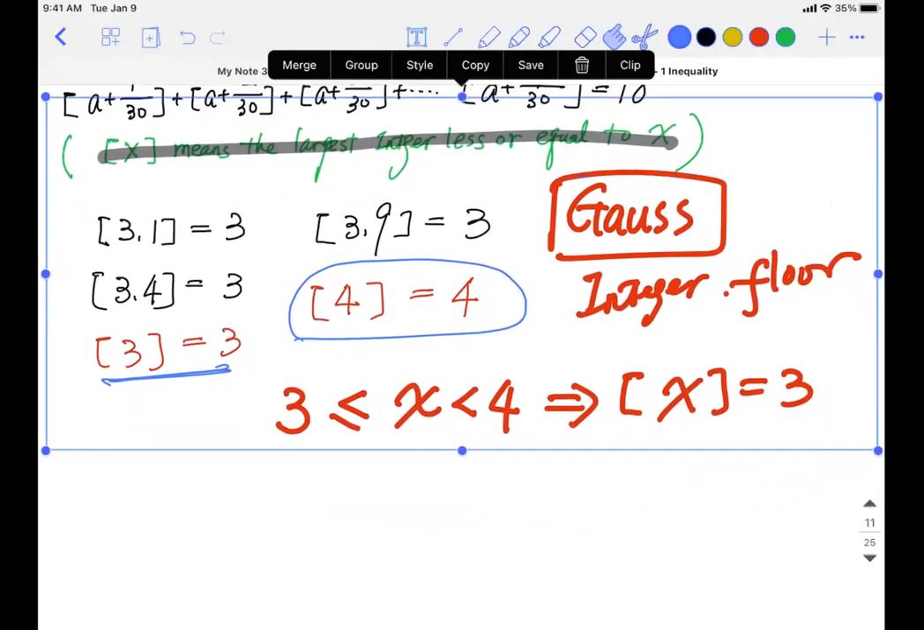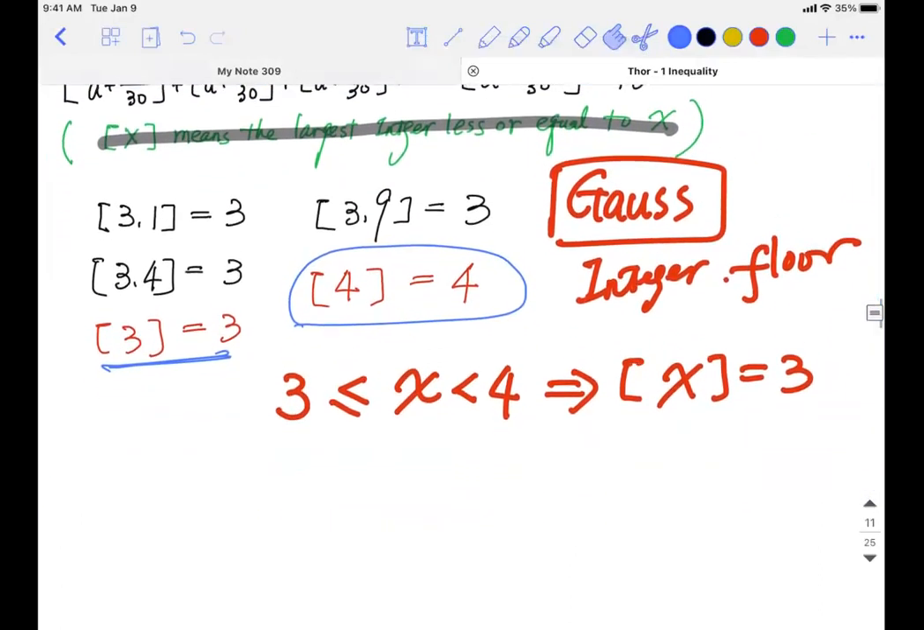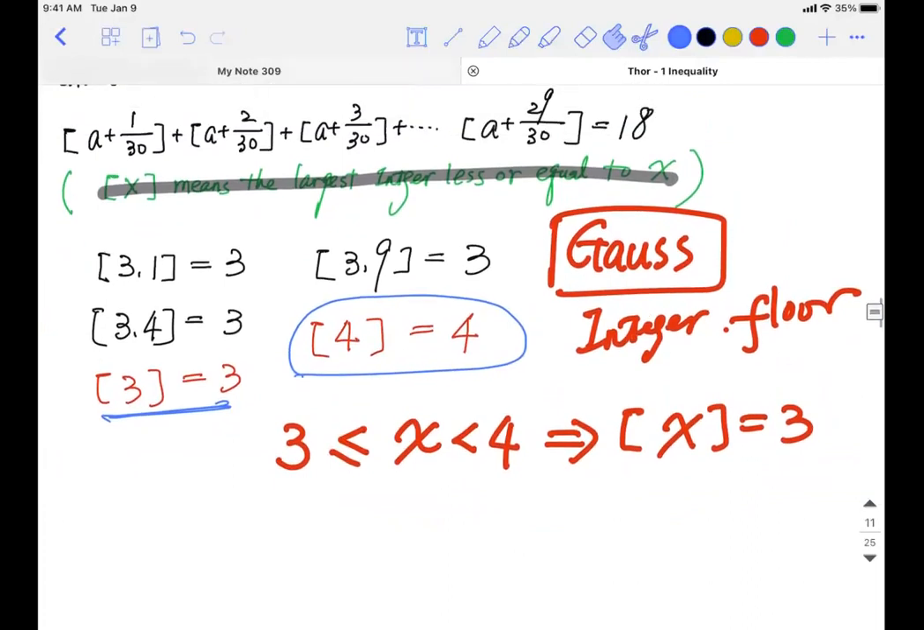Oops. Okay, I cannot drag it. But anyway, let me try to finish this.